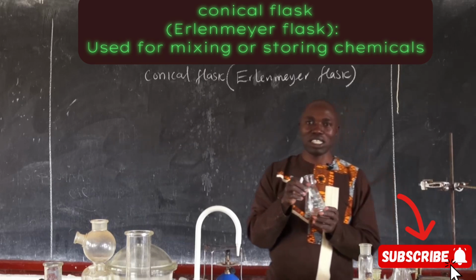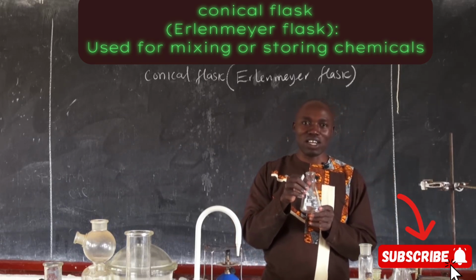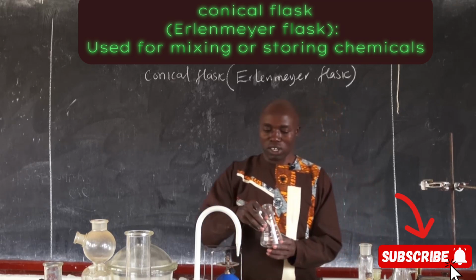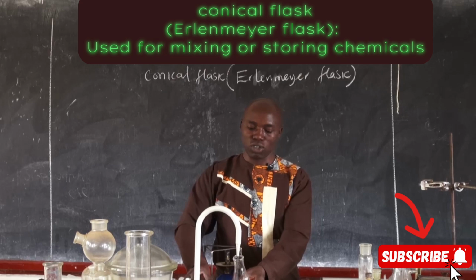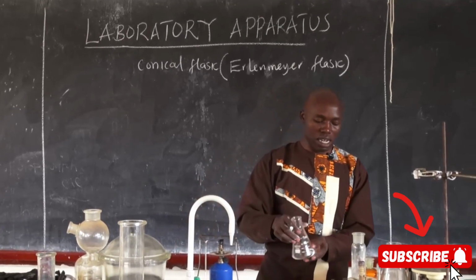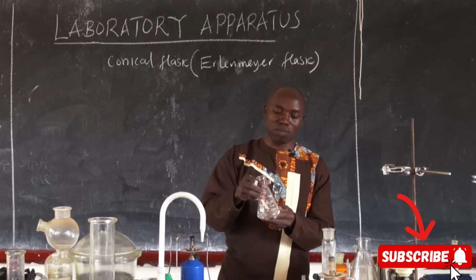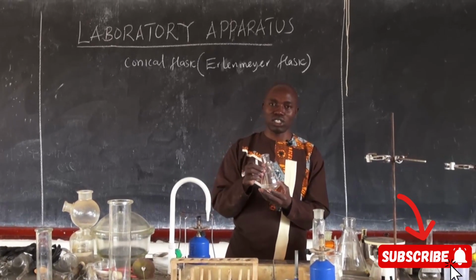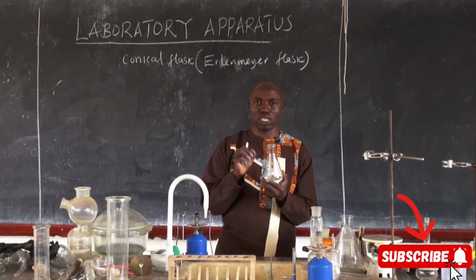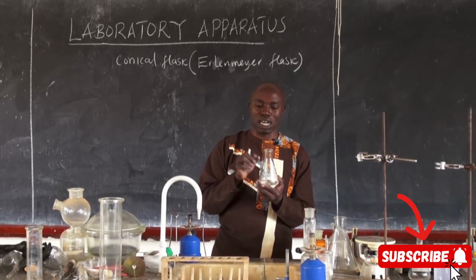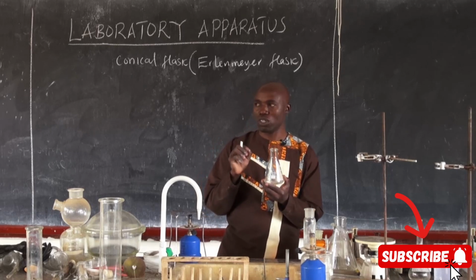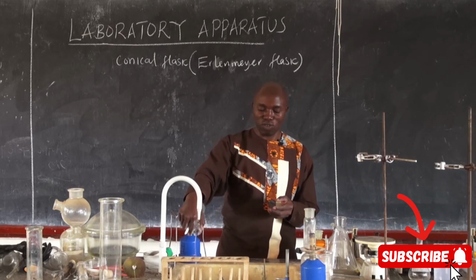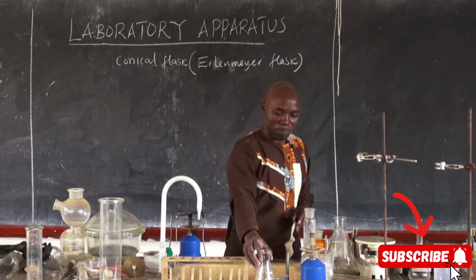It's normally used for mixing chemicals, and normally we can either mix liquids or mix a solid with a liquid. And normally during mixing of chemicals we swirl around. It permits swirling without spilling because it has a narrow neck. So its use is to mix chemicals, and also it can be used for keeping chemicals after mixing them. This is called Erlenmeyer flask, or conical flask.